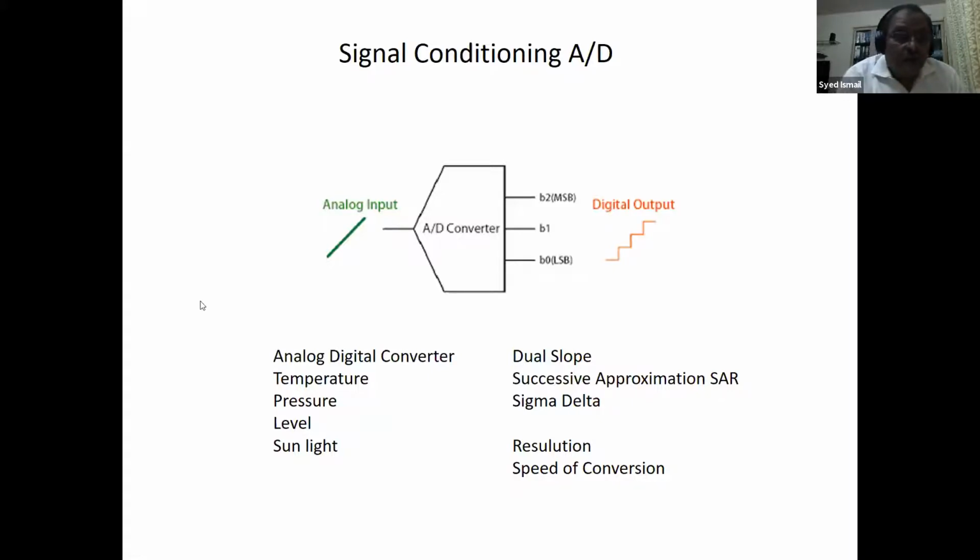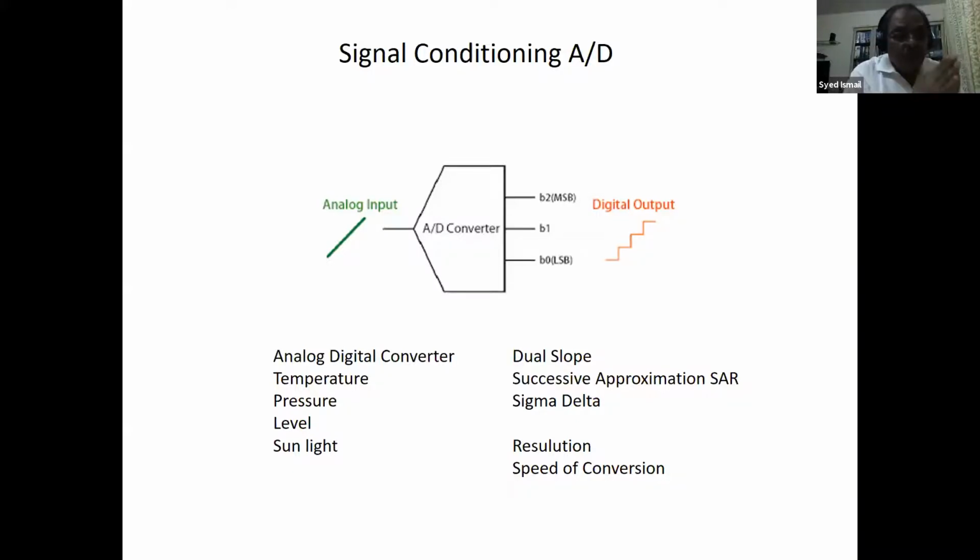Now, how many types are there? It's very important. As agriculture, you must tell this is accurate, this is the type I want to have. Okay, this is very easy to understand. There are three types I will say. Three types I have written there: dual slope, successive approximation, sigma delta. Let's not go into detail, but I'll explain the difference.